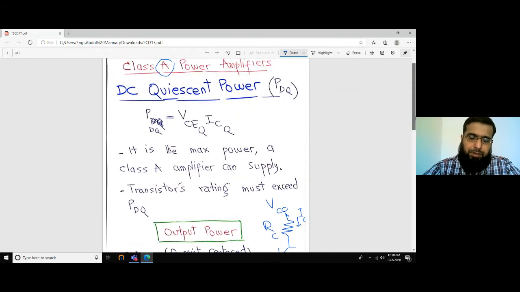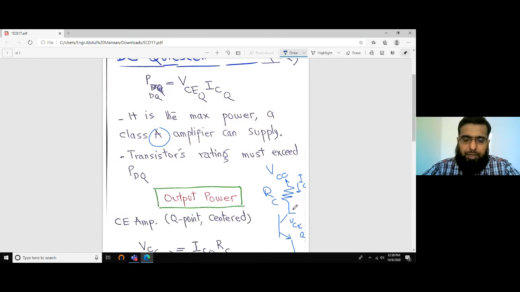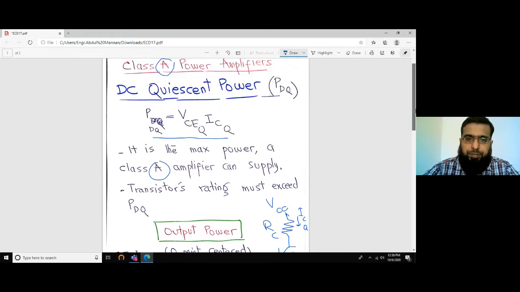The DC quiescent power is the Q point power that is supplied by a class A amplifier, and that is VCEQ. If this is the output segment of a class A amplifier, VCEQ is the DC voltage present at the output, the collector terminal, times the ICQ, the current that flows in through the collector resistor and then into the collector terminal. This product is called DC quiescent power. So this is the first term we will study here. Let's call it equation number 1.